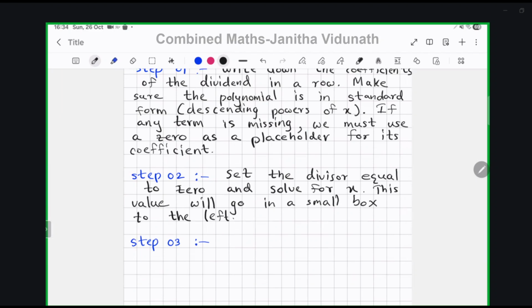This value will go in a small box to the left.